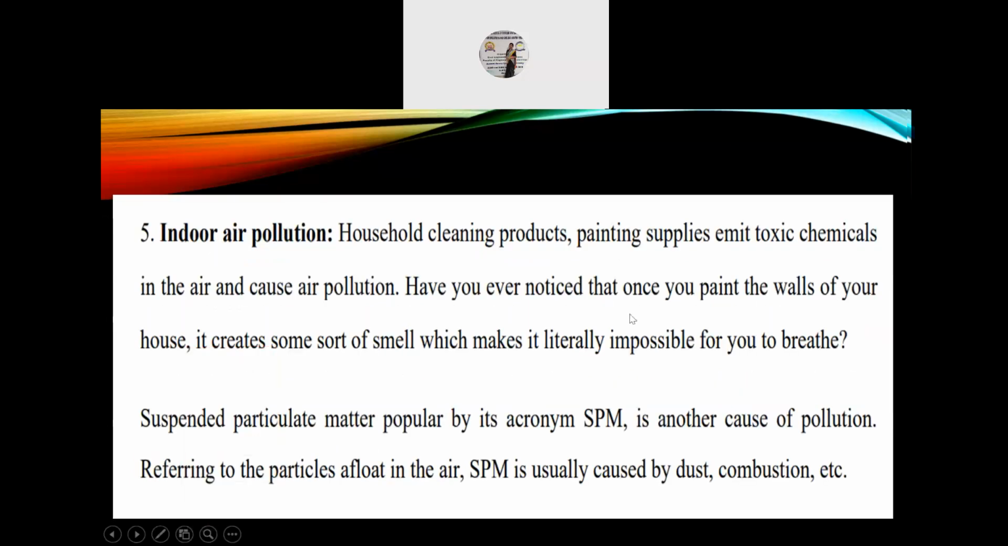Number 5, indoor air pollution. Household cleaning products and painting supplies emit toxic chemicals in the air and cause air pollution. Suspended particulate matter, popular by its acronym SPM, is another cause of pollution. Referring to the particles afloat in the air, SPM is usually caused by dust and combustion.